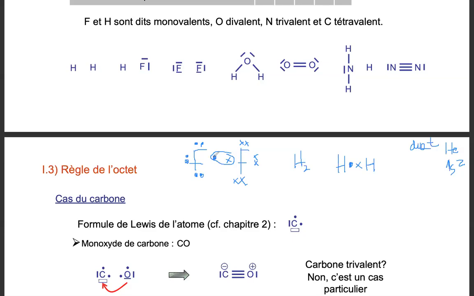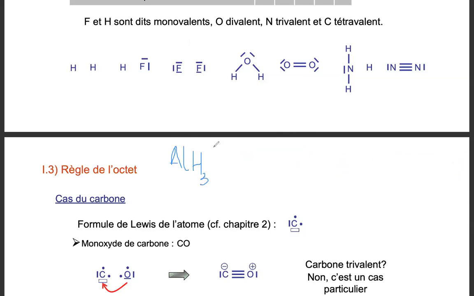There are examples where the octet rule does not apply. So I'll give an example of one which is not applicable. This is an exception to the octet rule. You have an example of aluminium hydride. So this is an exception to the octet rule.